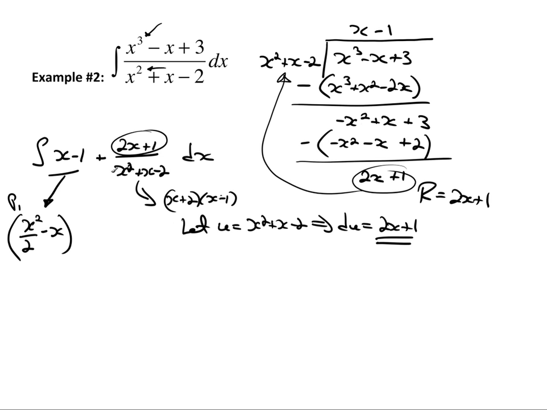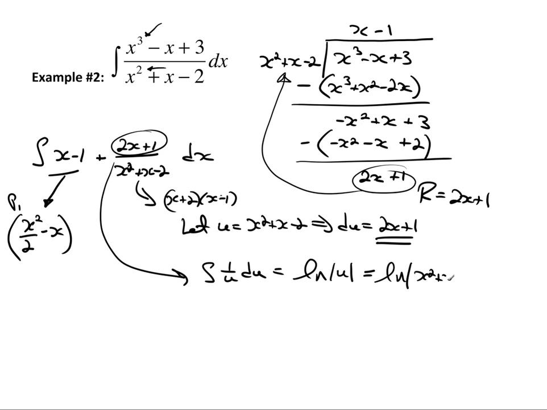So if I make that u substitution, then this piece becomes the integral of 1 over u du. That's pretty easy. That's just ln u, which is going to be ln absolute value of x squared plus x minus 2. So I'm going to call this like part 2.